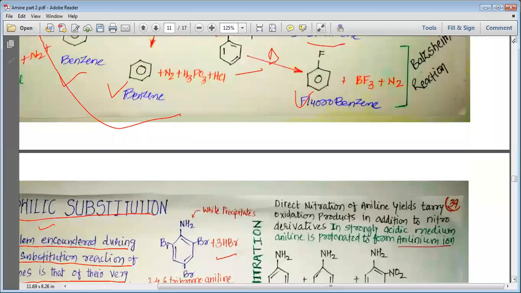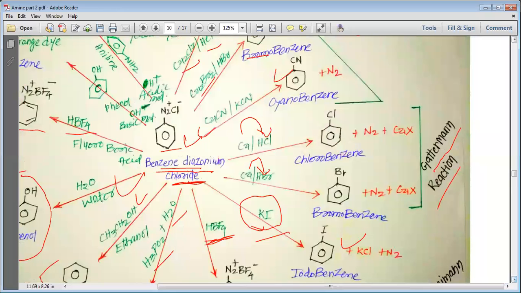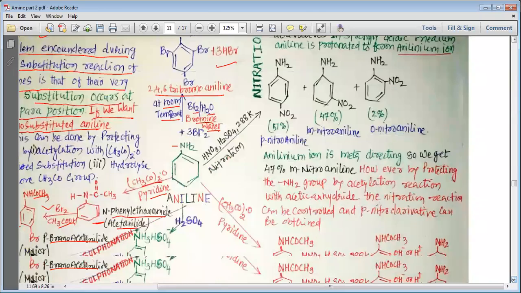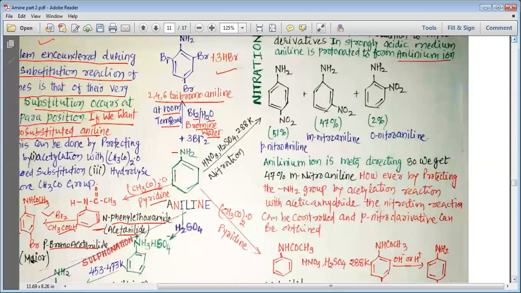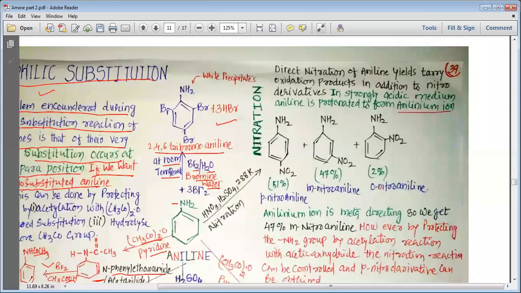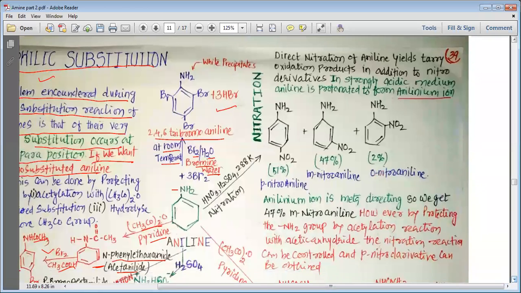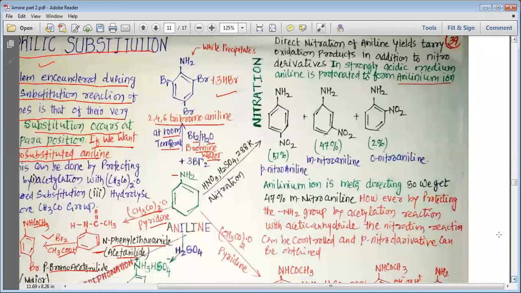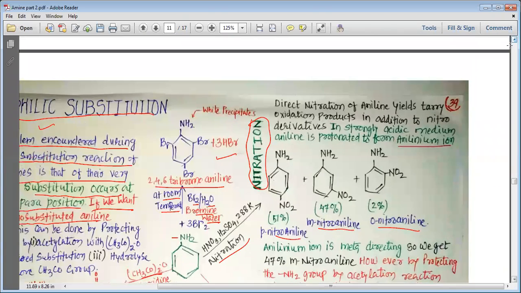The same kind of thing we can understand in this case also, that NHCOCH3 deactivates the benzene ring for electrophilic substitution reactions. Now let us study the nitration of aniline. So aniline, when it undergoes nitration, gives us three products: para-nitroaniline, meta-nitroaniline and ortho-nitroaniline. Let us study this.